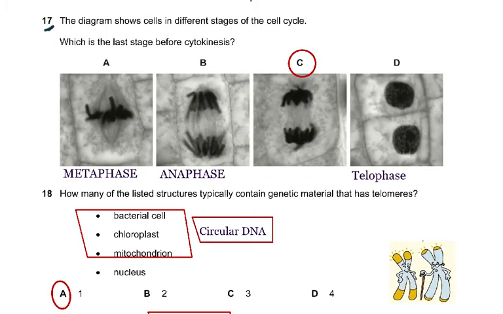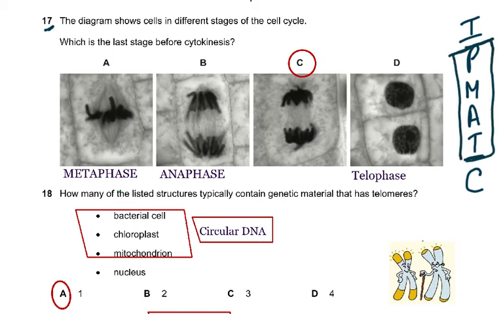We come to question 17. The diagram shows cells in different stages of the cell cycle. Which is the last stage before cytokinesis? Now, I always tell you to remember this mnemonic. Interphase, prophase, I have a purple mat. And then of course it is cytokinesis. I don't call that here. This is all part of mitosis.